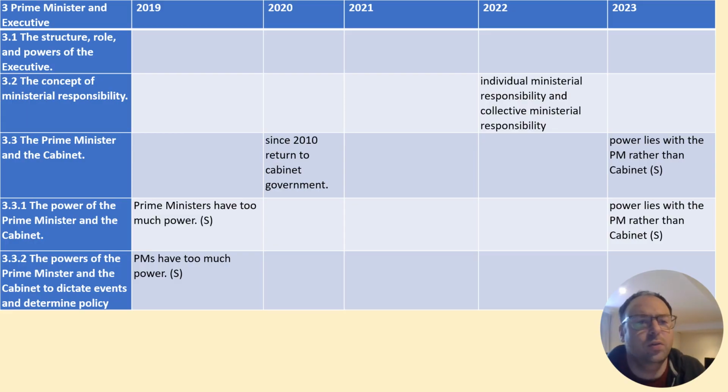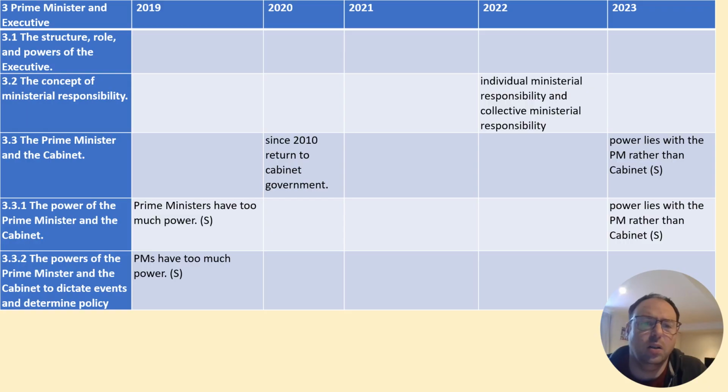Moving on to section 3, so this is the Prime Minister and the Executive. Again, 3.1, and we often see this, there's a big gap in 3.1, the structure, role and powers of the Executive, but a lot of that underpins the other types of questions that we've had. We had a source question in 2023: power lies with the Prime Minister rather than Cabinet. A lovely question, a really nice one last year. In 2022, we've got stuff on individual ministerial responsibility and collective responsibility, which covered 3.2 really nicely, which was a big gap which we spotted back then.